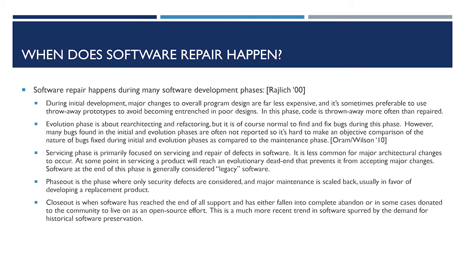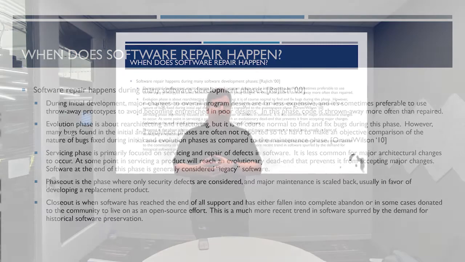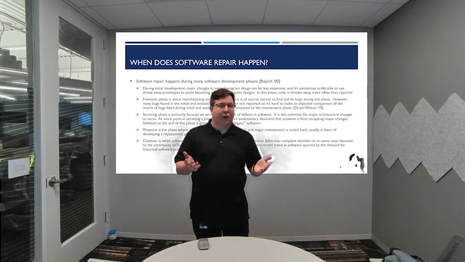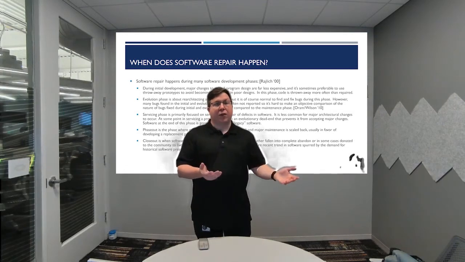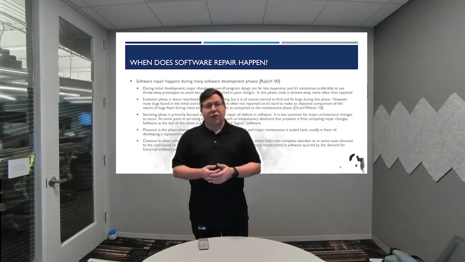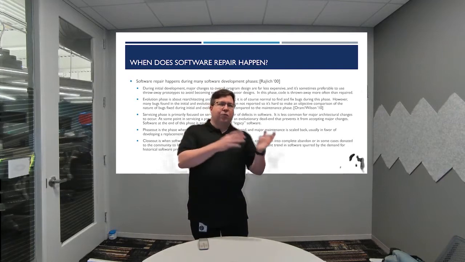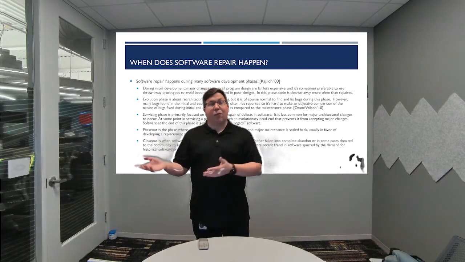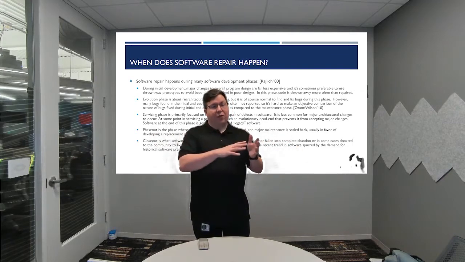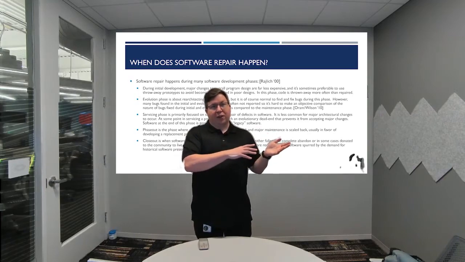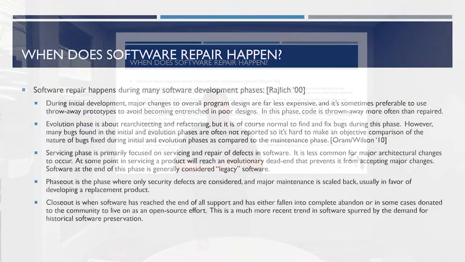Closeout is when software has reached the end of all support, and it's either fallen into complete disrepair or the company that owns the intellectual property has decided that it's no longer valuable and they're going to gift it to the community, either for software preservation or to let the community own that software. I think a good example is how StarOffice has become OpenOffice, which has been forked into LibreOffice, and now it's a very vibrant software product, whereas when it was StarOffice by Sun Microsystems as a commercial product, it could very well have easily died on the vine.